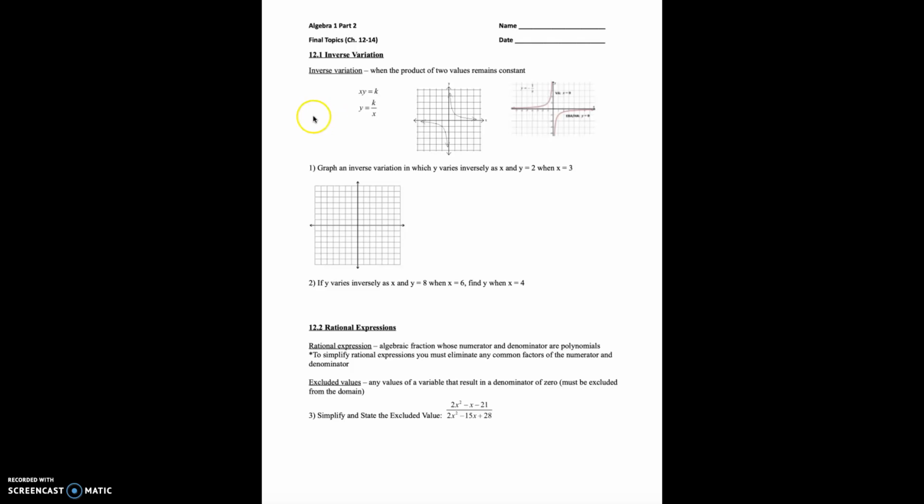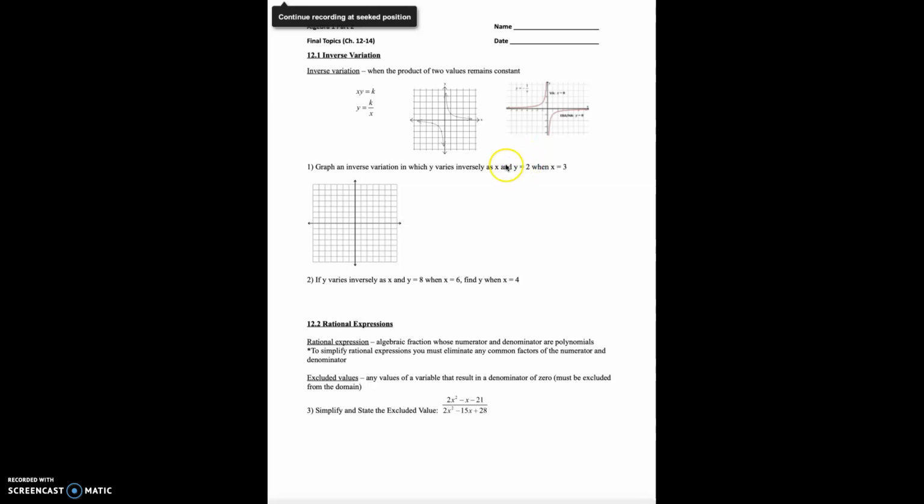So the first thing we're going to talk about is inverse variation. That's when the product of two values remains constant. You can look at that as equations like xy equals k, or you can solve for y equals k over x. When you have graphs of inverse variation, your graphs will be in two quadrants of the coordinate plane. This first graph here is when k is positive, so I'm just going to put a plus sign. That will be in quadrants 1 and 3. If k is negative, then your graph is going to be in quadrants 2 and 4.